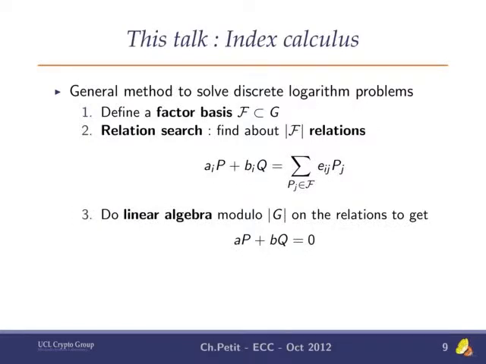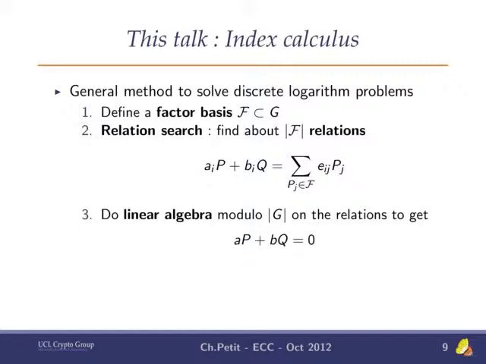Okay, in this talk I will focus on one kind of attack that's called index calculus. It's actually a very generic attack for DLP problems. So it works as follows. First of all, you define some factor basis F, which is a set of elements of the group. And the second step is to find relations.